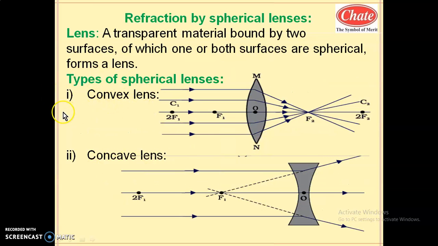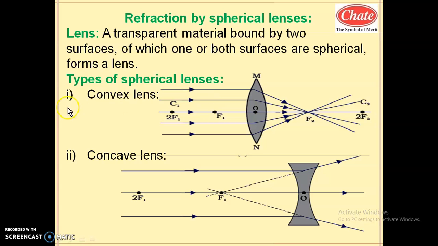So first possibility is infinity. Second position of the object is beyond C1 or beyond 2F1. Third will be at C1 or 2F1. This is the third position of the object. Fourth will be between 2F1 and F1. Fifth will be at F1.